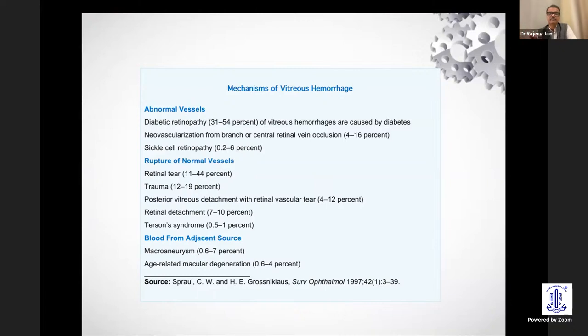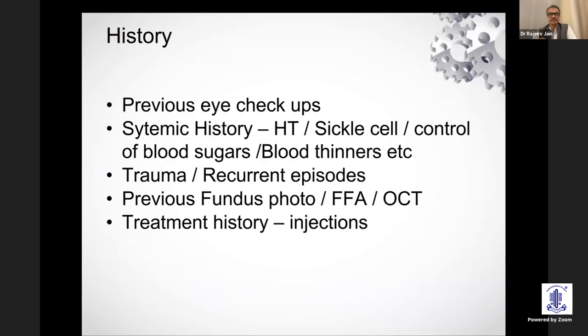it can happen from rupture of normal vessels, like retinal tears, post-trauma, and retinal vascular tear during PVD. And old patients can have macroaneurysms, or they can have PEHCR, which can lead to vitreous hemorrhage. So all these things we have to keep in mind. History plays an important part.